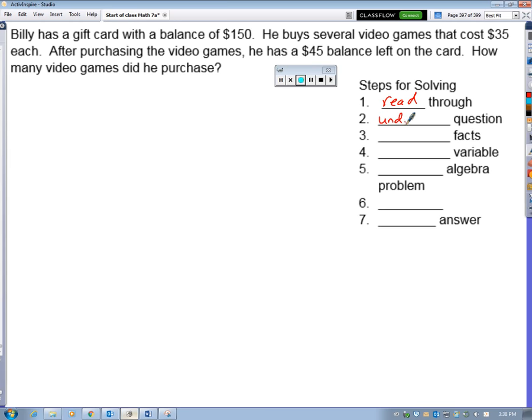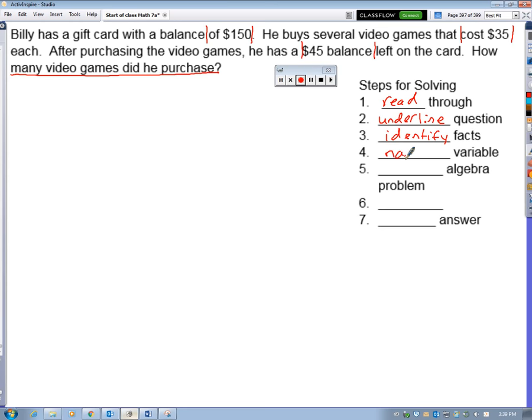That's what we're trying to find out, how many games did he actually buy. Alright, underline the question or the task. This time we have a question. How many video games did he purchase? That is our goal. To find out, let's go ahead and identify the facts, the numbers that we need in here. We know that Billy started with a $150 balance. Okay, so there's our start like I was talking about earlier. We know that each game costs $35 each. Okay, so that's $35 per game. After he got done purchasing all these games, he has $45 left on his card. Okay, so that is going to be our finish. We have our start, he bought some games, and then we have our finish.